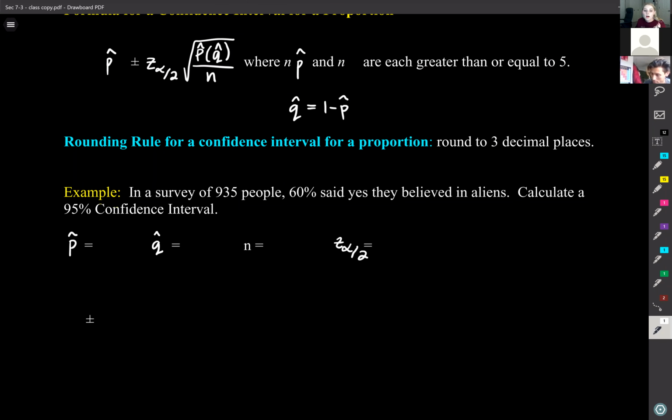First of all, we are given this proportion of people that believe in aliens, which is 60%. It's a percent, so it's a proportion. If you're given a fraction or a percentage of people, that is your proportion. So 60% said they did believe in aliens, so our p hat is 0.6. That's because it was a survey of 935 people, so it was a sample. The sample proportion is 60% or 0.6. Your q hat is the proportion of people that said they don't, so 1 minus 0.6 is 0.4. So p hat is your proportion of people that do, and q hat is your proportion of people that don't.